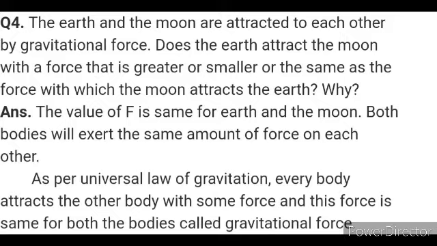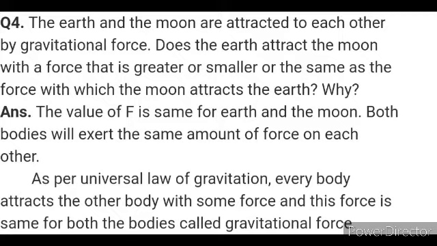Moving on with question number 4. The Earth and the Moon are attracted to each other by the gravitational force. Does the Earth attract the Moon with a force that is greater or smaller or the same as the force with which the Moon attracts the Earth? And whatever your answer is, you have to tell why. Means give the reason for your answer.